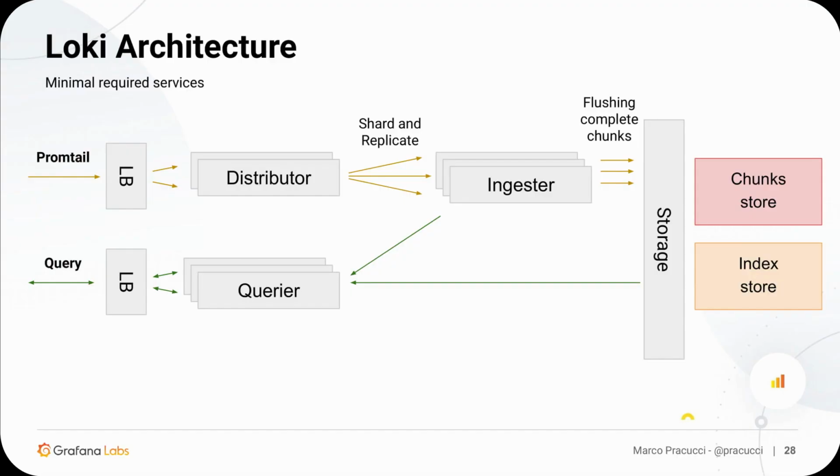Now, if we get back to the original architecture, I hope the shared storage is no more a black box. Now we know that it's actually composed of two storages: the chunk storage, which contains your compressed logs, and the index storage, which contains an inverted index, which indexes each chunk by the label set and the time range of each chunk.